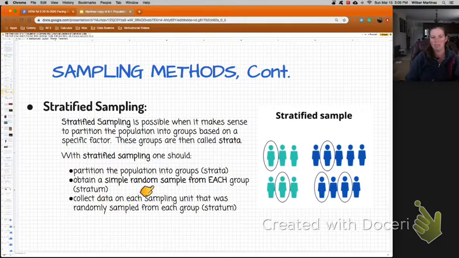Then we collect the data on each sampling unit that was randomly sampled from each group. So this ideally gives us a pretty varied, depending on how you separated the groups, a pretty varied sense of who's responding to the survey and what their opinions are. And they would ideally be representative of their group.